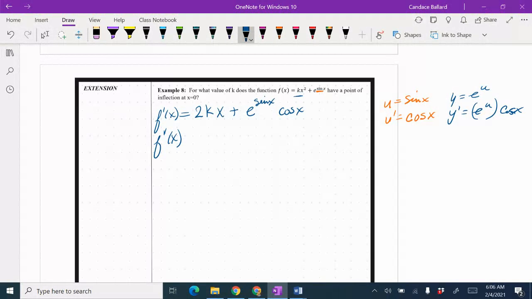So my second derivative: 2kx would just be 2k, because remember, k is a constant. Here, I not only have the chain rule still hanging out, but I also have a product rule going on, so I have to deal with that. The good news is the derivative of e to the sine x is still e to the sine x cosine x.